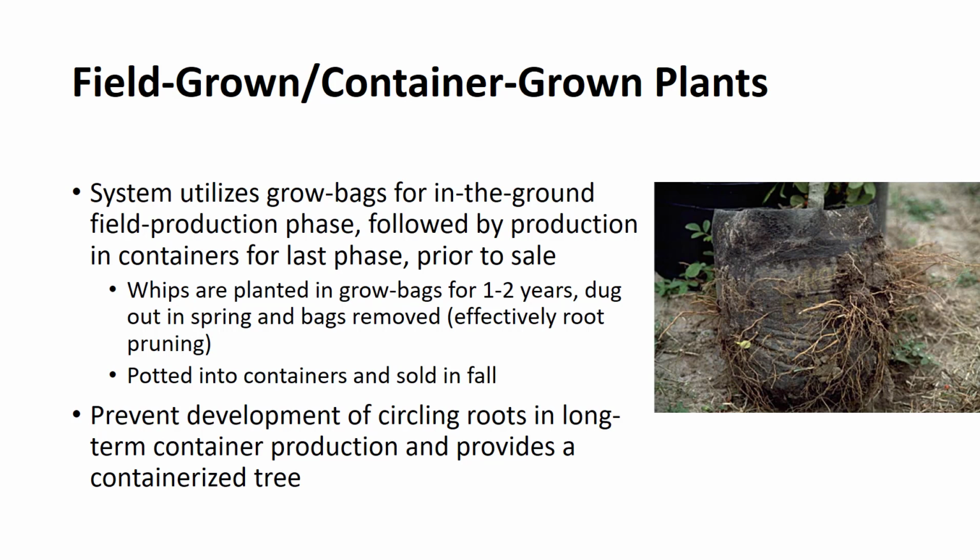When this phase is completed, the plants are dug, especially in the spring, and the grow bags are removed. The trees are potted into containers of appropriate size and grown in container production for the second phase of production. Many of the trees are sold in the fall of that season and some in the following spring. This production system prevents the development of circling roots in long-term container production and provides a containerized tree, which is easier to successfully ship and transplant than a grow bag grown tree.